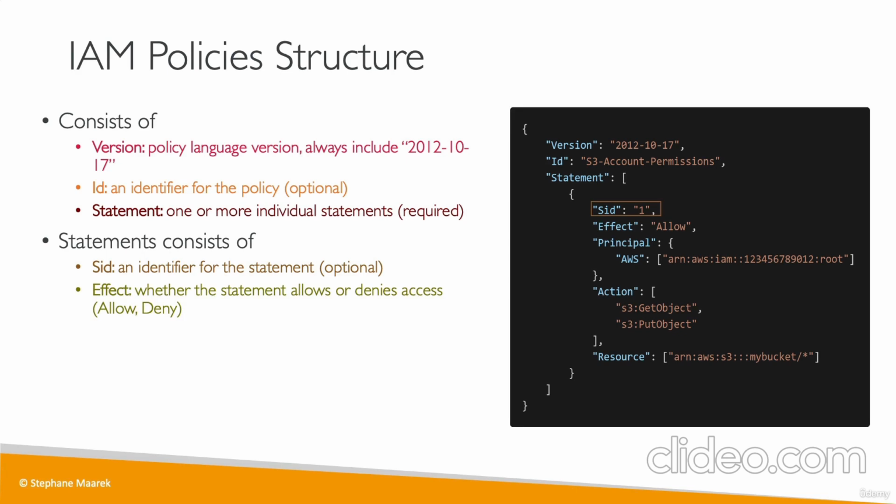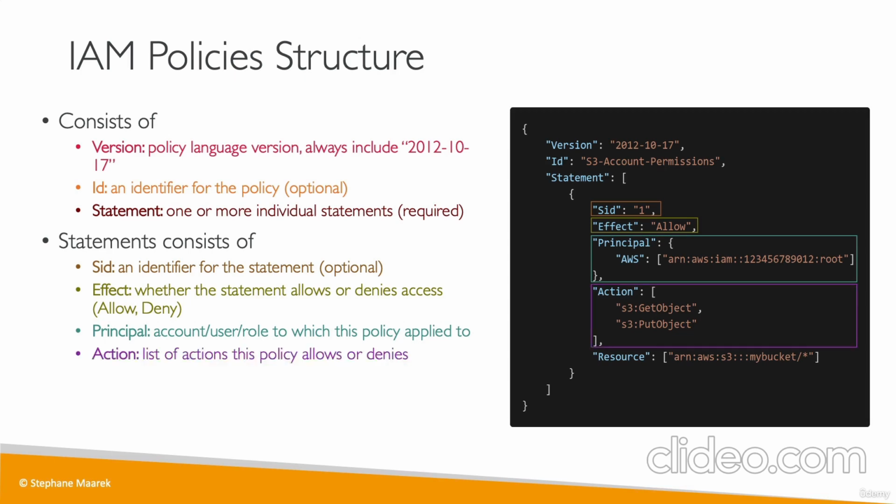The effect of the policy itself is whether or not the statement allows or denies access to certain APIs. On the right-hand side, this is allow, but you can see deny as well. The principal consists of which account, user, or role this policy will be applied to. In this example, it's applied to the root account of your AWS account.